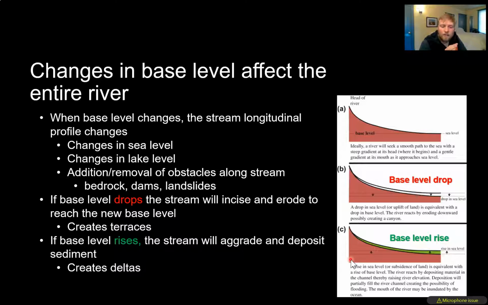If you have a rise in base level, right, so if sea level goes up or lake level goes up, the stream is going to aggrade. It's going to drop off more and more sediment right where the stream enters the new base level, and it deposits sediment. So that can change the longitudinal profile.